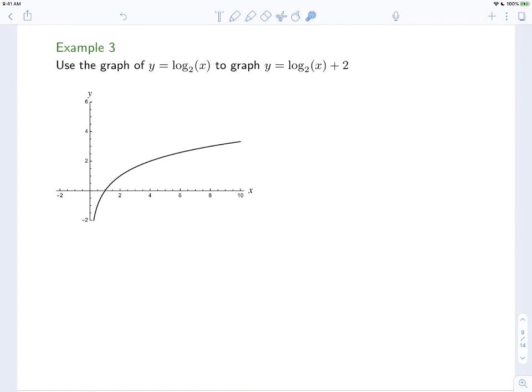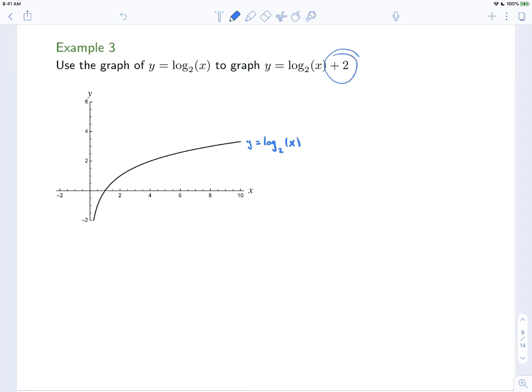Use the graph of y equals log base 2, which is given here. So this graph right here, this is y equals log base 2 of x. And we want to use this to graph y equals log base 2 of x plus 2. Well, really all we're going to do is shift it up by 2 units.